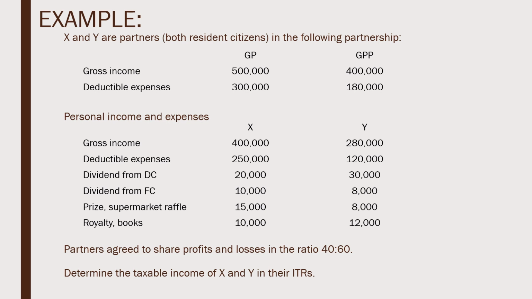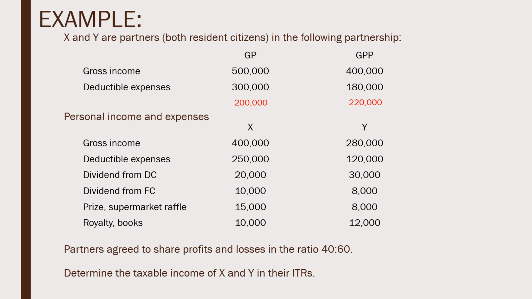The partners agree to share profits and losses in the ratio 40-60. Determine the taxable income of X and Y in their ITRs. You can pause this and try to answer it on your own before proceeding with the solution. First things first, let's compute for the net income of each partnership. 200,000 for the GP and 220,000 for the GPP.